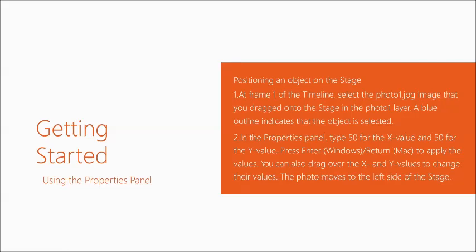For positioning an object on the stage at frame 1 on the timeline, select the photo.jpg image that you dragged onto the stage in the Photo 1 layer. A blue outline indicates that the object is selected. In the Properties panel, type 50 for the X value and 50 for the Y value. Press Enter for Windows or Return for Mac to apply the values. You can also drag the X and Y values to change them. The photo moves to the left side of the stage.